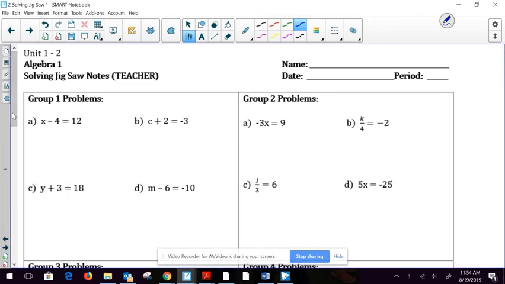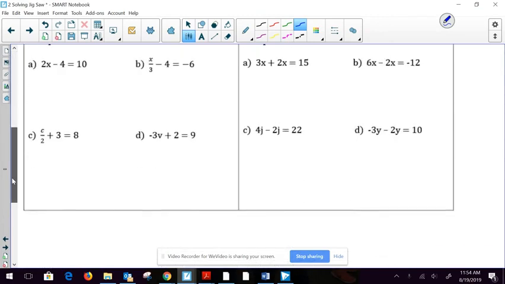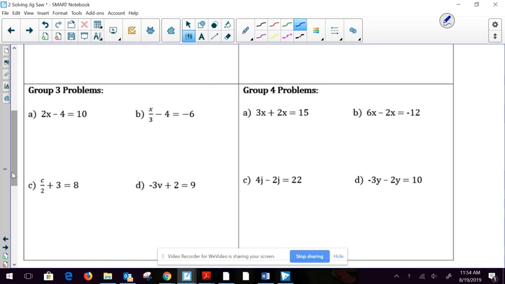Now, Group 3 problems are actually working with more than one step. So looking at the problems for Group 3, we're going to have to first add or subtract. So first, more than likely, we're going to be adding or subtracting something to begin with. And then our final step, more than likely, is going to be multiplying or dividing.